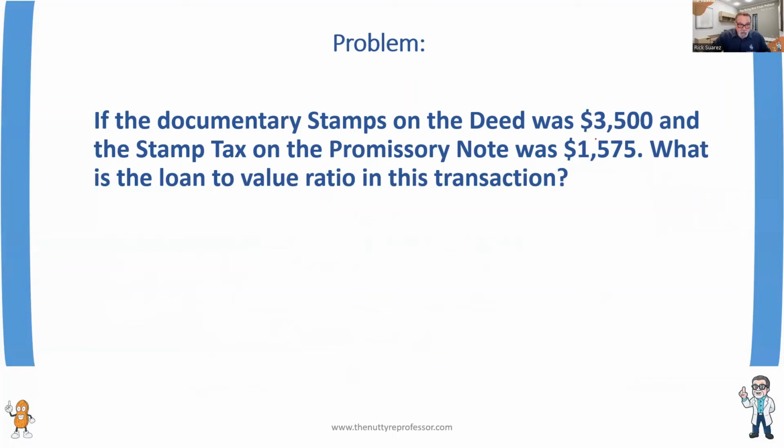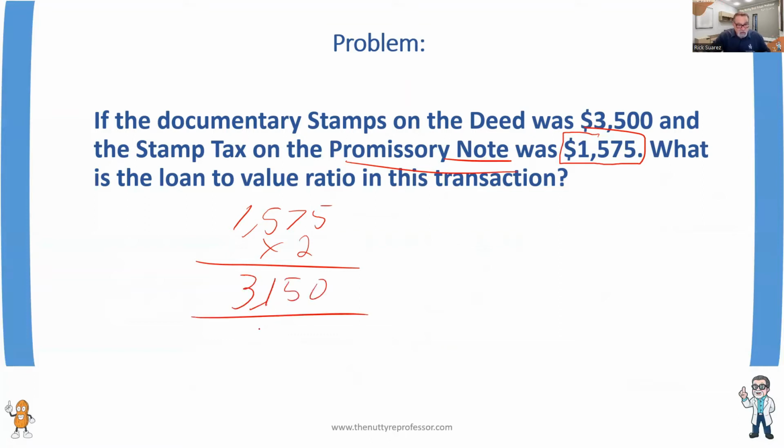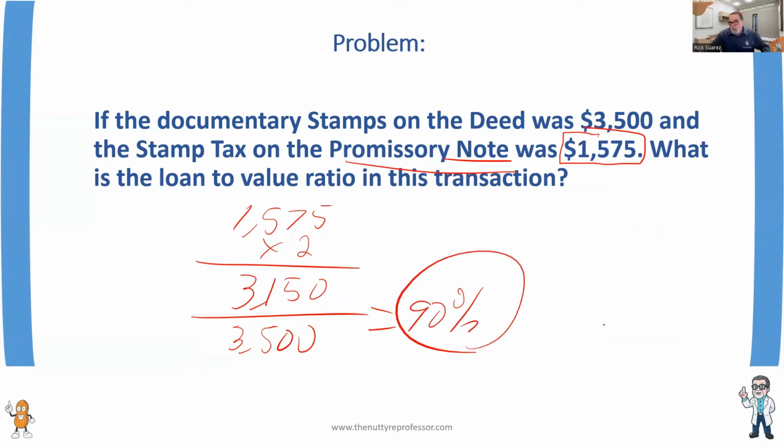Now, this is a tricky problem, but I'm going to show you a shortcut to this math problem. All you need to do is get the lower number, which is always going to be the note, the promissory note. You're going to get 1,575, and you're going to multiply times 2. That's going to give you 3,150, and then you're going to divide that by 3,500 and multiply by 100, and that's going to give you your 90%. Easiest way to solve this math problem.